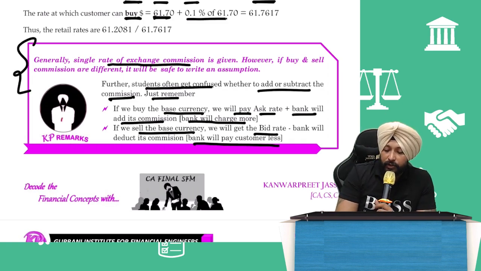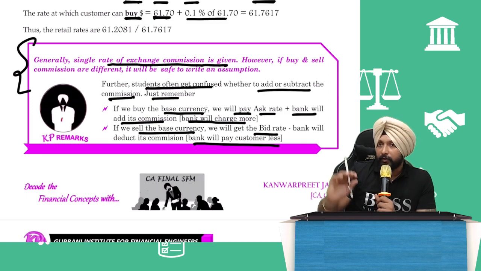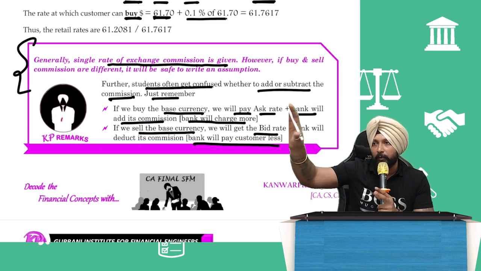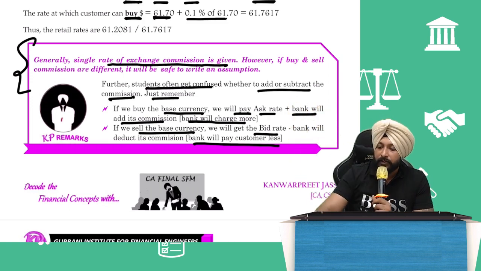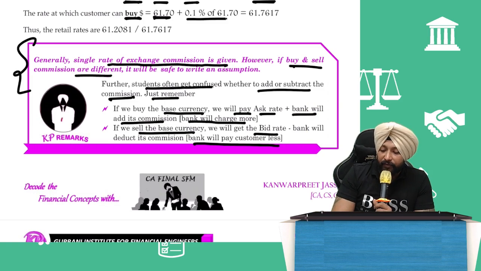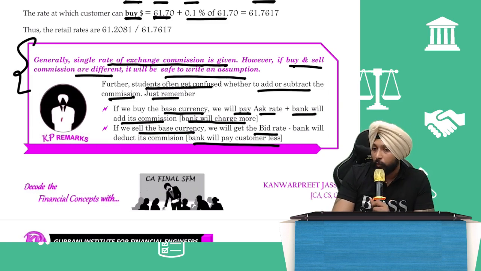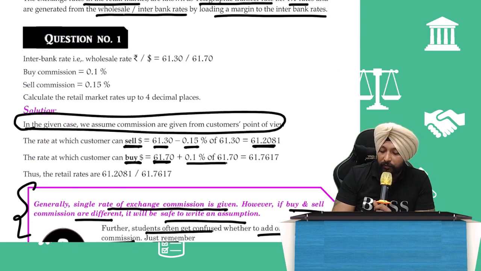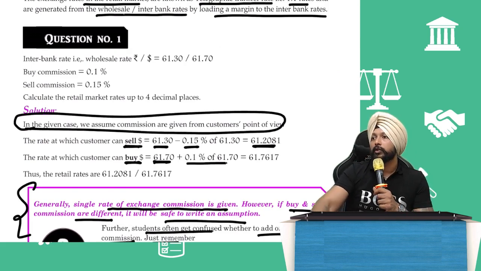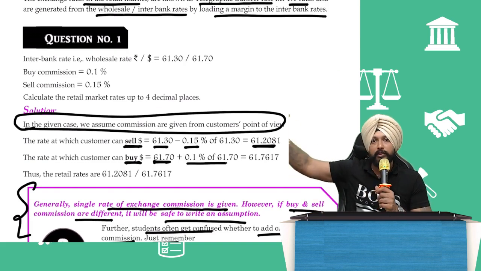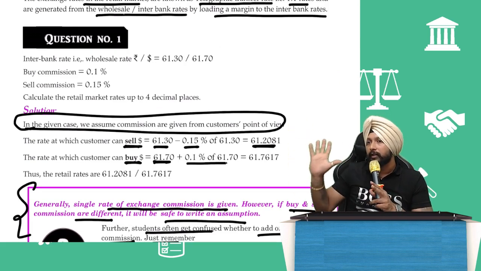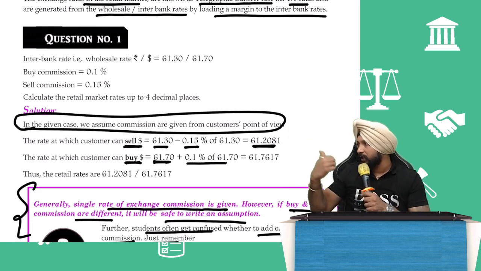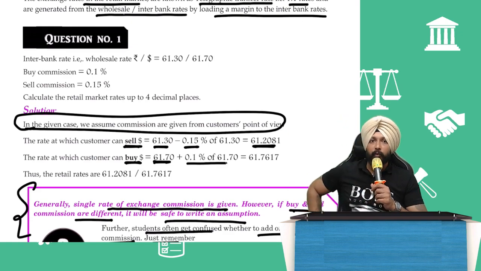Generally, a single rate of exchange commission is given. They will give you one rate of commission, 0.1%. So whether you take the ask rate, you adjust 0.1%. Whether you take the bid rate, you adjust 0.1%. If buy and sell commission are different, it will be safe to write an assumption. Just like we have written an assumption over here, we assume that the rates are given from the customer's point of view. So buy commission for the customer is 0.1%, sell commission for the customer is 0.15%.